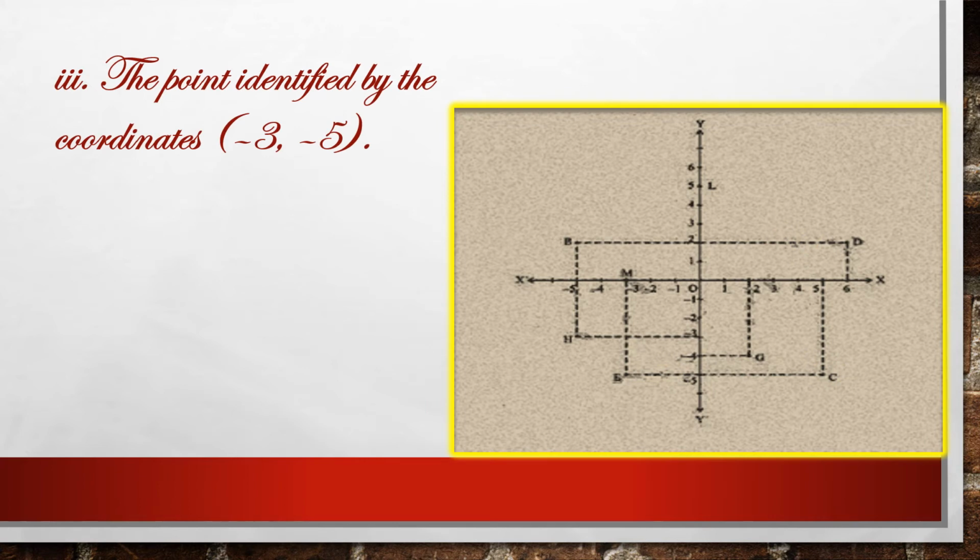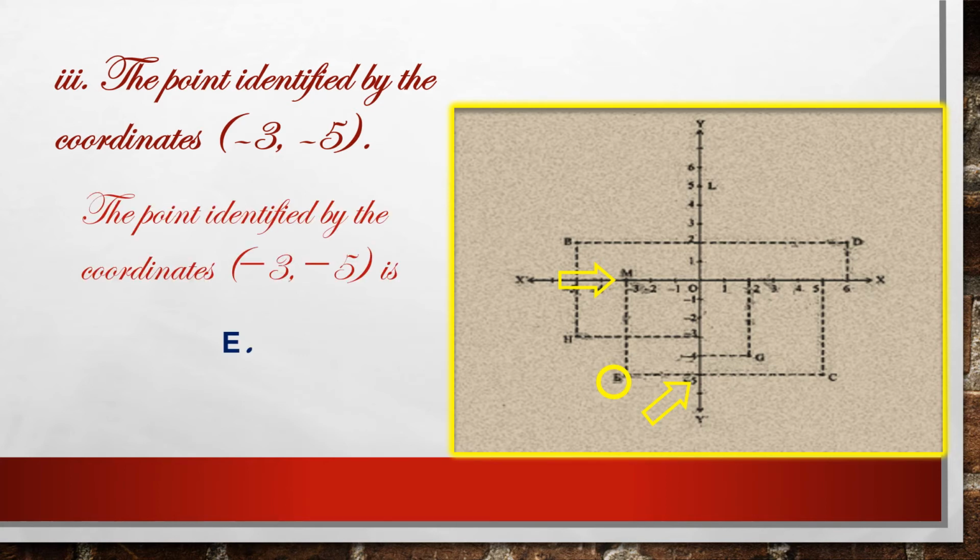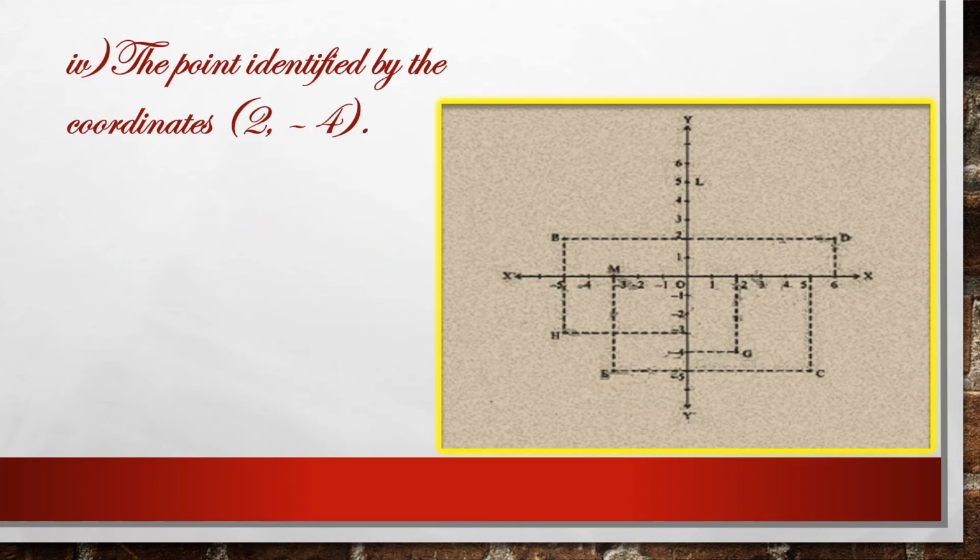The point identified by the coordinates -3, -5. For -3 we look at the x-axis and for -5 at the y-axis. These two meet at E. So the point is E. The point identified by the coordinates 2, -4. Can you guess the answer? Pause the video and guess the answer. If your answer is G, you are right. So 2 on the x-axis and -4 on the y-axis meet at G.